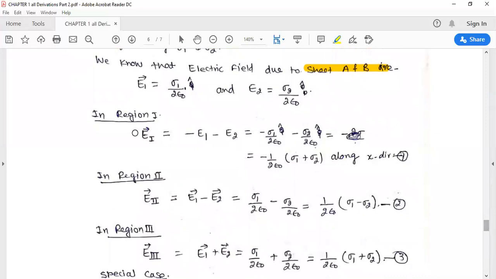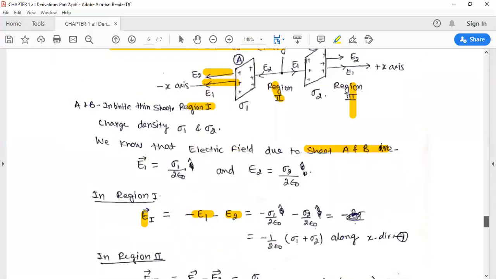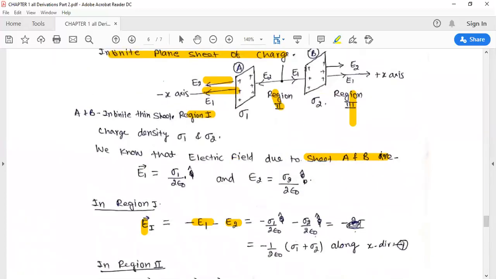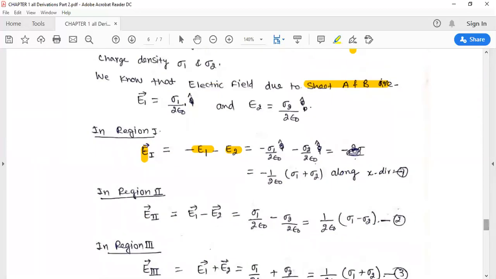So net electric field in region 1 equal to minus E1 minus E2, because both are in the negative x direction. So it is minus E1 minus E2. So you just have to add: minus (sigma 1 plus sigma 2) by 2 epsilon naught along the negative x direction.